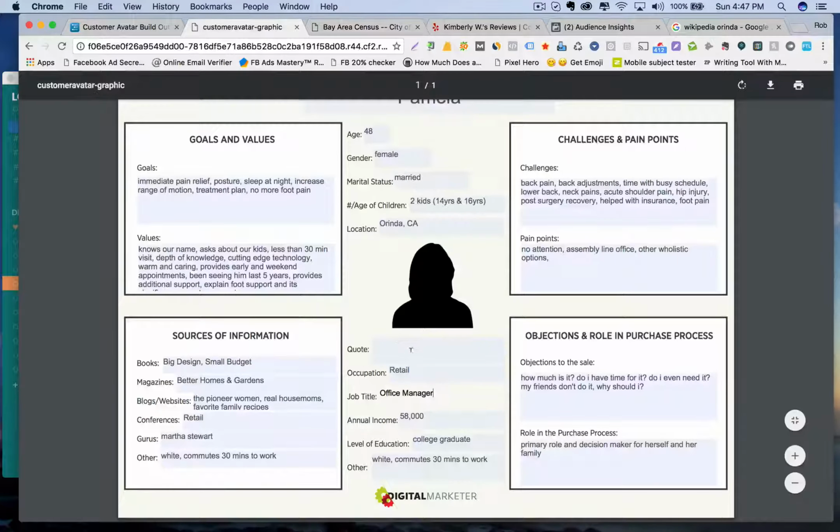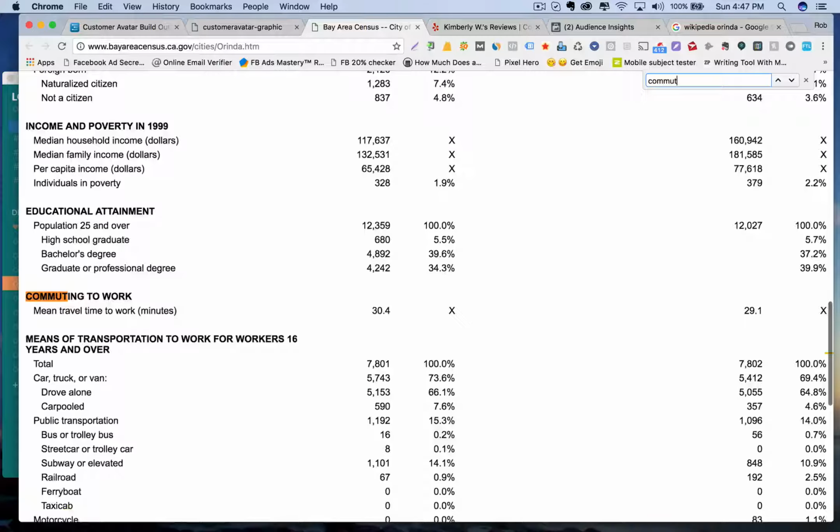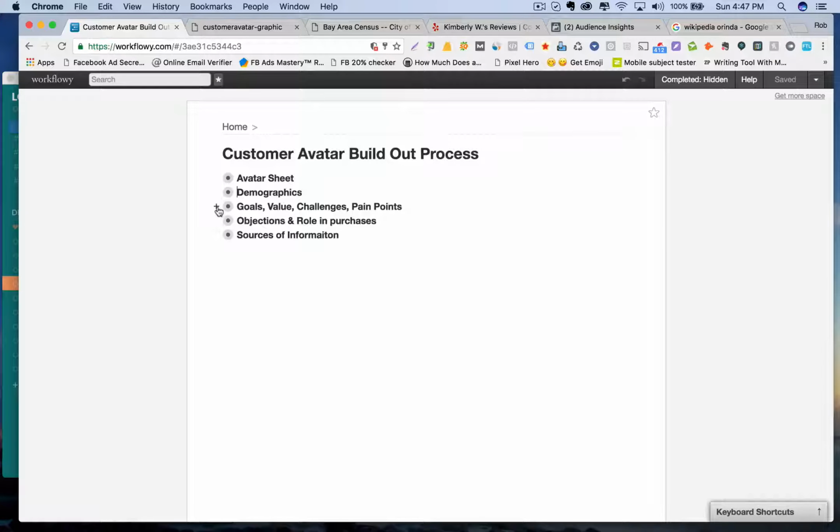Okay, what else do I have? That's done. That's done. You'll see where that comes in later. I guess it's here. There you go, yeah. Commuting to work, yes, 30 minutes. Okay, that's another thing that's important. Okay, so that's it for that, right? So now I've got the demographics accounted for.